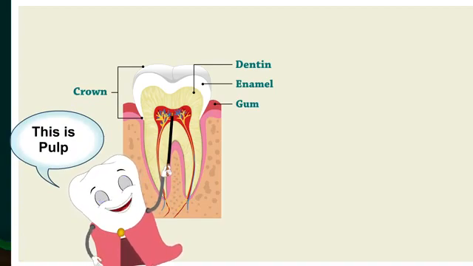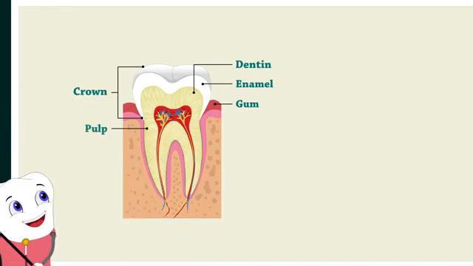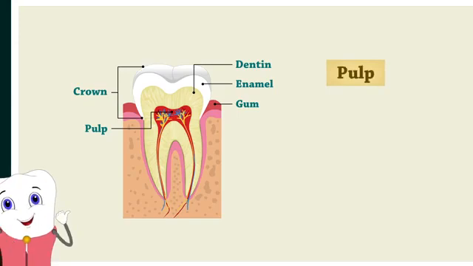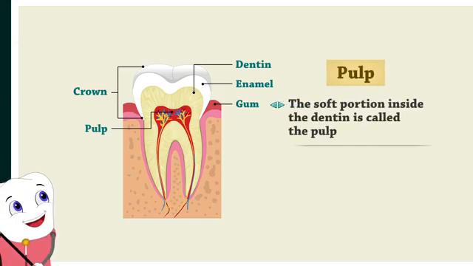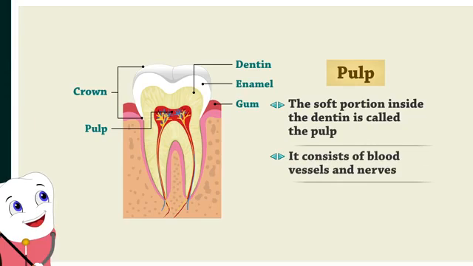This is pulp. The soft portion inside the dentin is called the pulp. It consists of blood vessels and nerves.